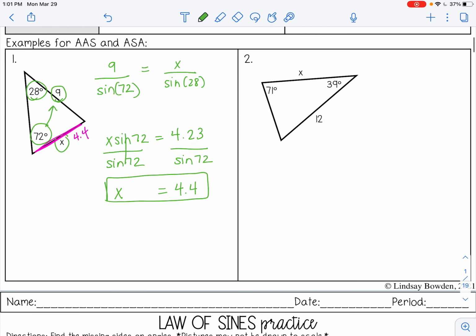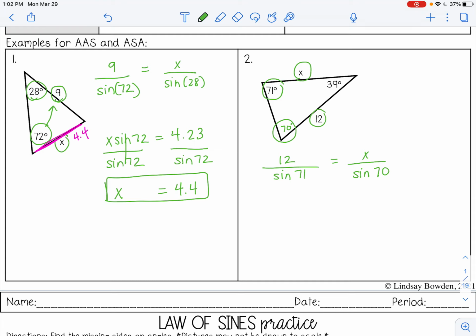All right, I can do the same thing with number 2. So I'm going to start with these because I'm given both of those. They're corresponding. So 12 over the sine of 71. And that would correspond with x over the sine of this angle here. I don't know that angle, but I can find it by taking 180 and subtracting 71 and 39, and that gives me 70. So x over the sine of 70. And that's degrees, of course.